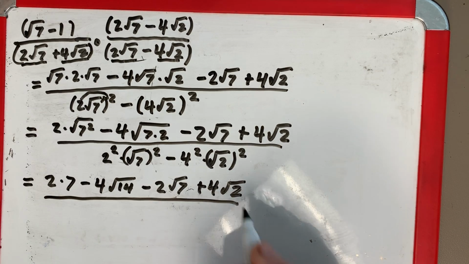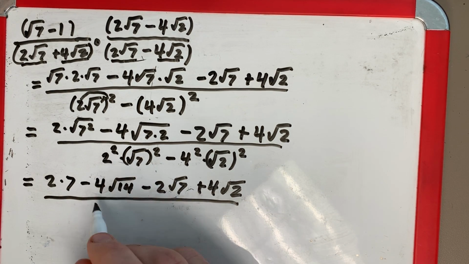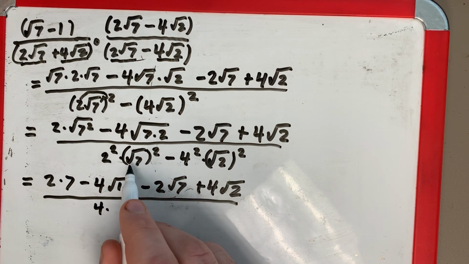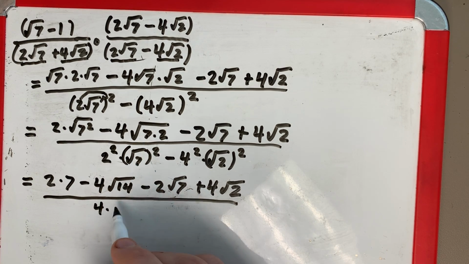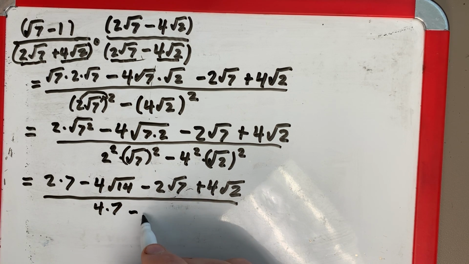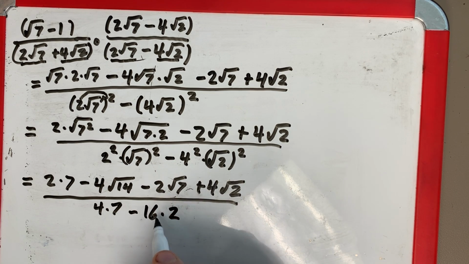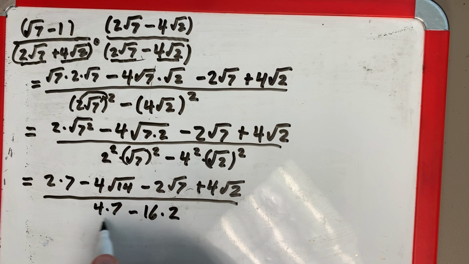All over, okay, 2 squared is 4. And then square root of 7 squared, that's just 7. Then we have minus 4 squared, which is 16. And then times square root of 2 squared, that's just 2. So that's 32 here, and that is going to be 28 here.